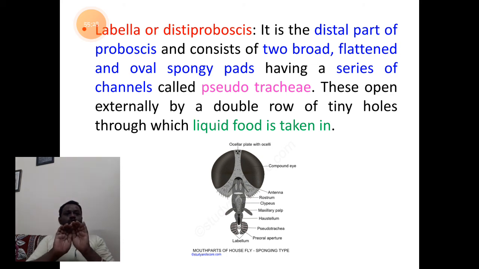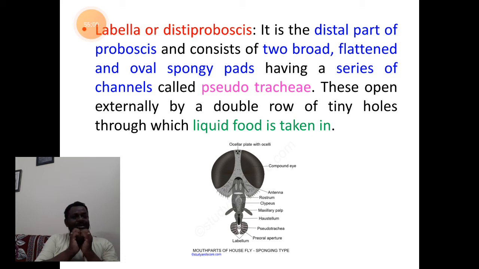It has two broad flattened spongy pads. It is like this. Two broad flattened spongy pads. It is spongy because it can absorb the content of liquid. And these spongy pads inside will have a series of minute channels which we call the pseudotracheae. These tracheae will open at the center with the mouth cavity.